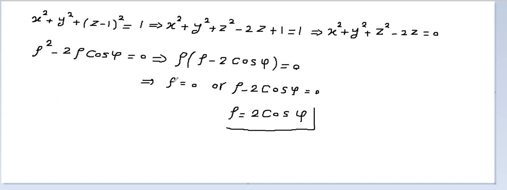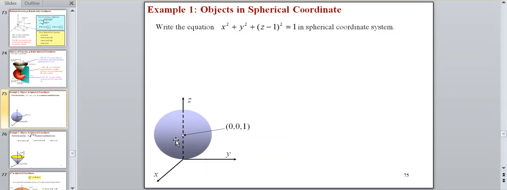So it is either rho equals 0, or rho minus 2 cosine phi equals 0, which is equivalent to rho equals 2 cosine phi. So we have two equations here, but the main equation we are looking for is rho equals 2 cosine phi, because when phi is pi over 2, rho becomes 0. So rho equals 0 is included in it. So rho equals 2 cosine phi is the spherical equation of this sphere.